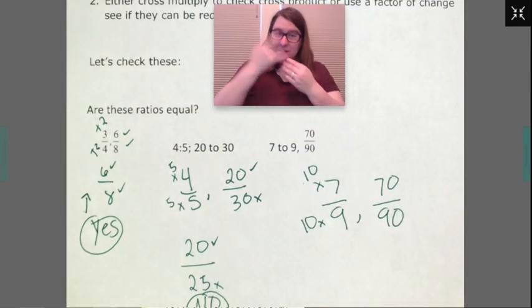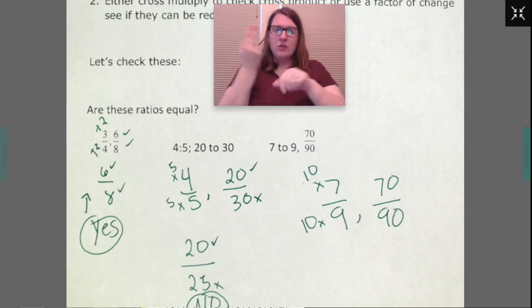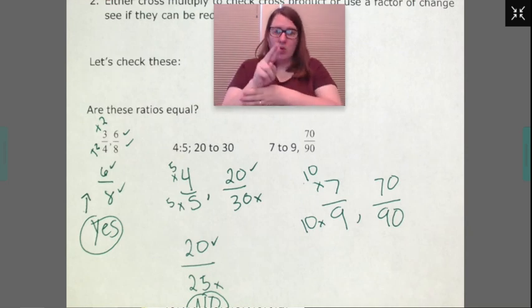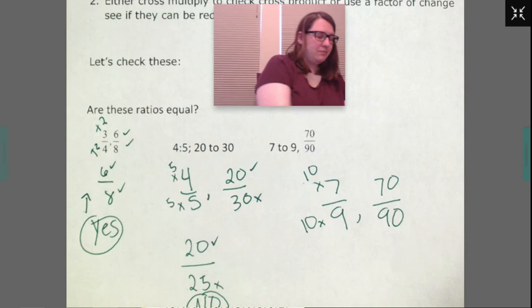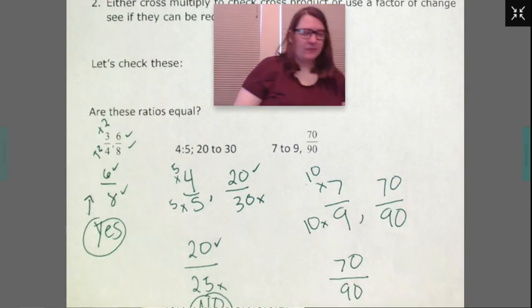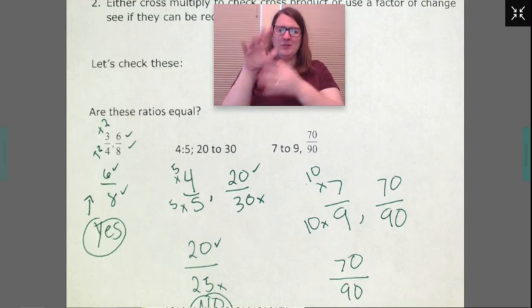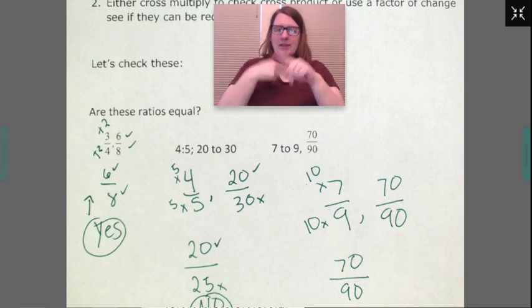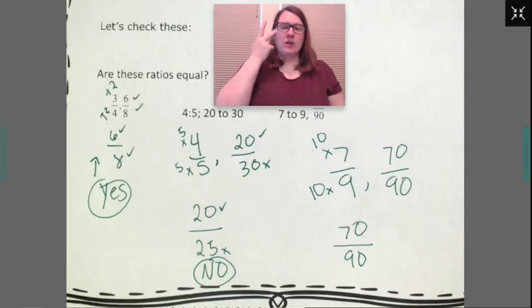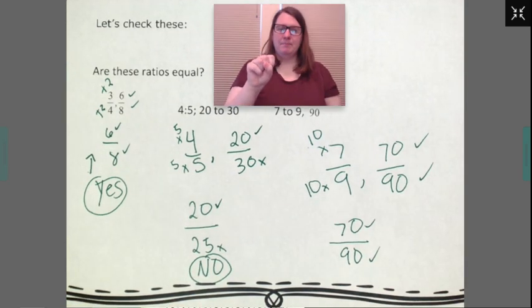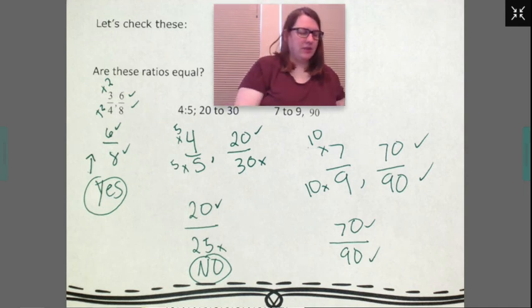Hey, if it wasn't that easy for you to see that relationship, either use your calculator to guess and check to see what you could multiply, or use that multiplication chart. 10 times 7 equals 70. 10 times 9 equals 90. My words and my signs did not match right then. Okay, so let's see. Is it the same? Yep. So these two are equivalent.